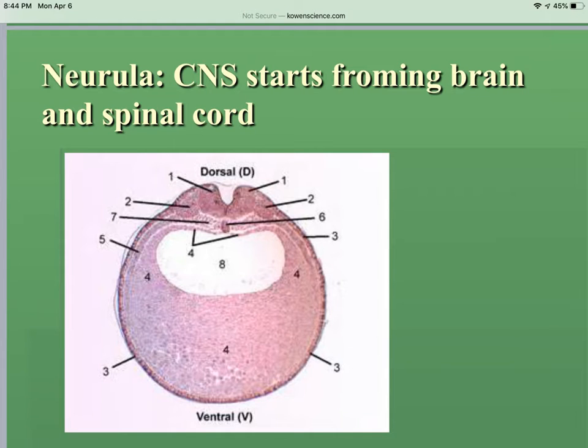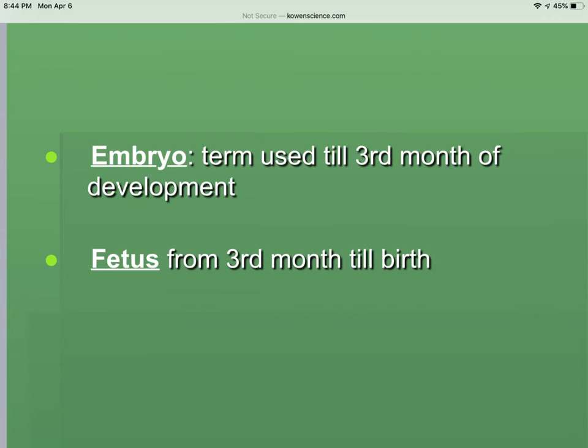This is the neural stage. This is where the central nervous system starts to form. It's going to start to form the brain and the spinal cord. As far as terminology is concerned, embryo is used until the 3rd month of development. From the 3rd month of development until birth, the organism is called a fetus.